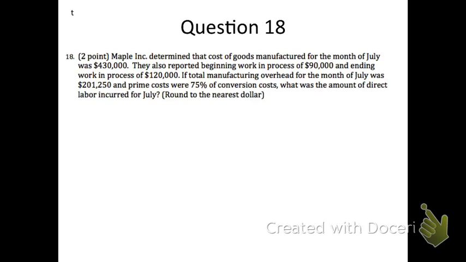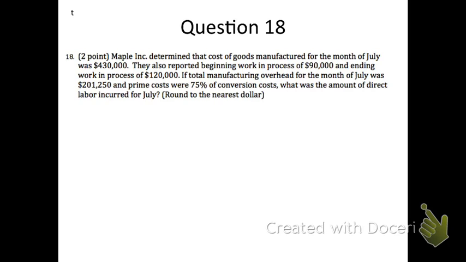It says determine the cost of goods manufactured for the month of July. They determined the cost of goods manufactured for the month of July was $430,000. They reported the beginning work in process was $90,000, ending work in process $120,000. If total manufacturing overhead for the month was $201,250, prime costs were 75% of conversion costs. What was the amount of direct labor incurred for July?